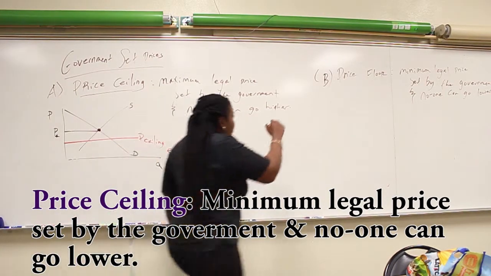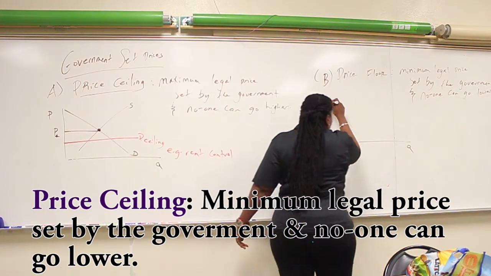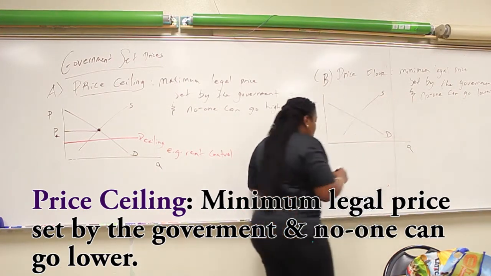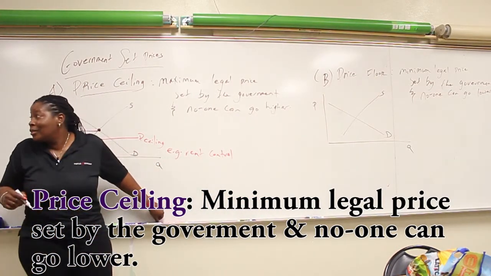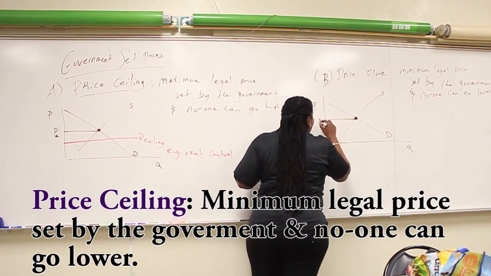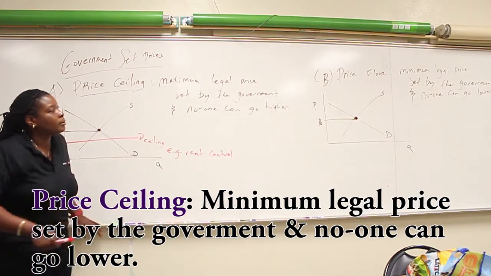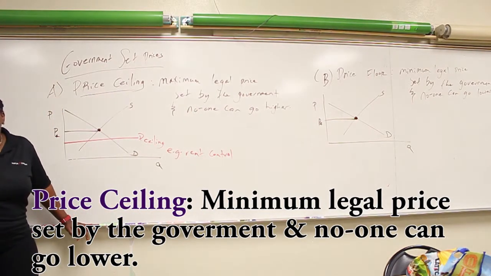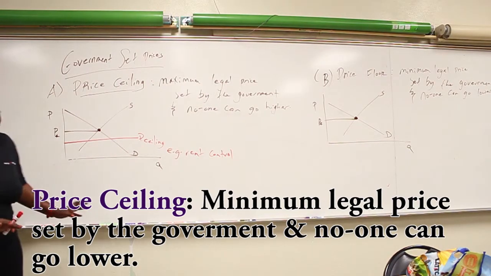So, let me show you what this looks like. Let's set this up. So here we go. That's our market. This is the equilibrium. The government looks at this and they go, you know what, I don't like P-Star. I think it's too low. I want to make sure the seller gets a good price.